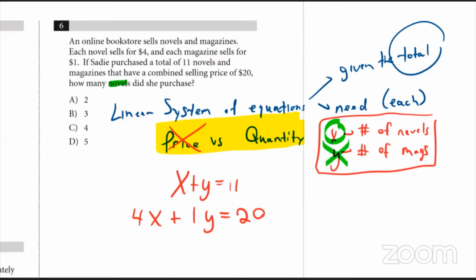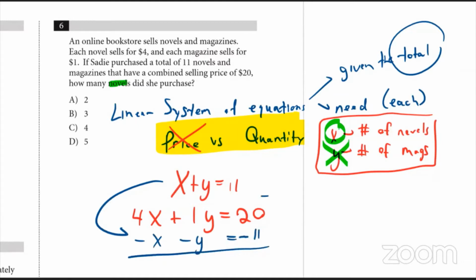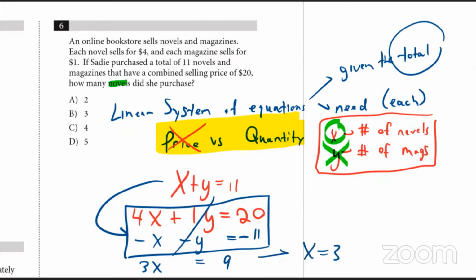All we need to do is multiply one of the equations by just -1. So we can do negative X minus Y equals -11. And look how easily this works out when you do that. Add straight down, 4X minus X is 3X, Y minus Y cancels, and 20 minus 11 is 9. So 3X is 9, divide by 3 on both sides, and you get X is 3. So the number of novels is 3, and the answer to number 6 is going to be B.